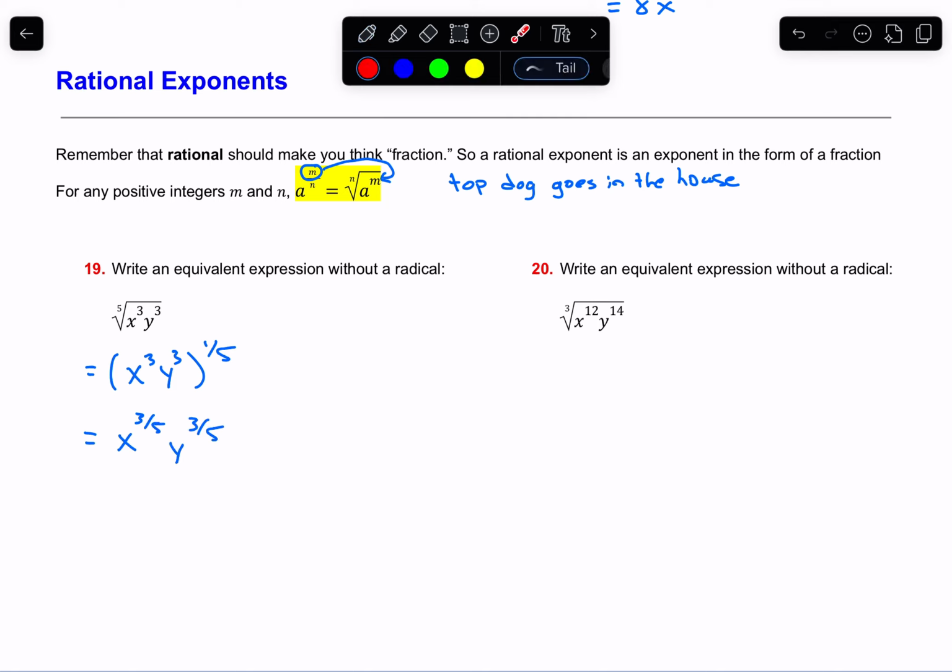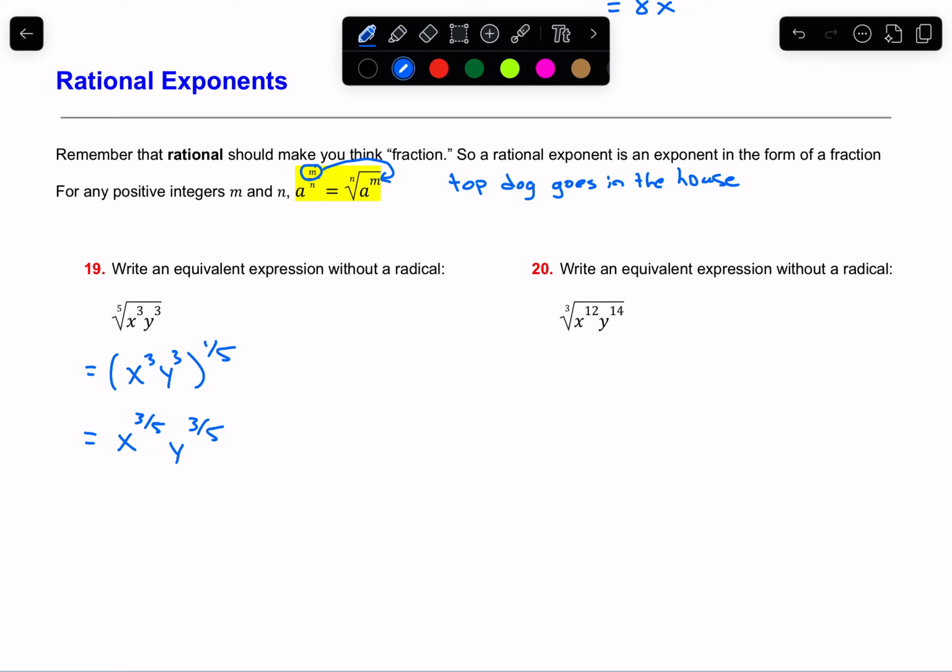And now notice we could have skipped that middle step. This index on the outside just became the denominator of both fractions on the inside, x to the 3 over 5 and y to the 3 over 5. So top dog goes in the house, right? This top dog on the inside, 3, becomes the top of our fraction. And the index becomes the bottom of our fraction on the exponent.